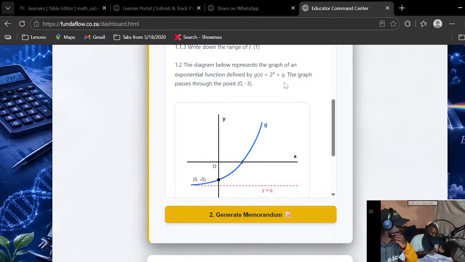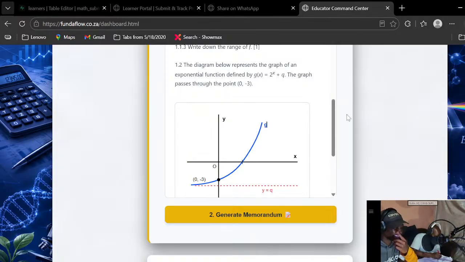The way you are saying it, you are supposed to say 2 to the power of x and then plus q. If the exponent was x plus q, it would be different. Okay, sorry. I apologize. Apology accepted.